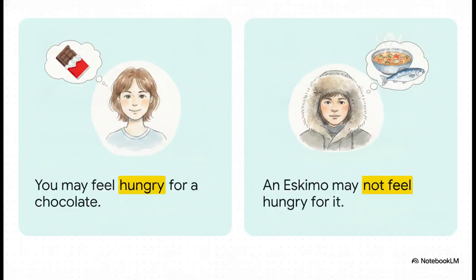To really hammer this home, our source uses a super interesting analogy. The biological need for food is universal, right? But the way it actually manifests is totally modified by culture. You, based on your specific background, might suddenly get a really specific craving for a piece of chocolate. However, an Eskimo raised in a completely different sociocultural context might not feel hungry for chocolate at all, even though their baseline biological self experiences the exact same root hunger. It's wild how our environment shapes the way our biology expresses itself.